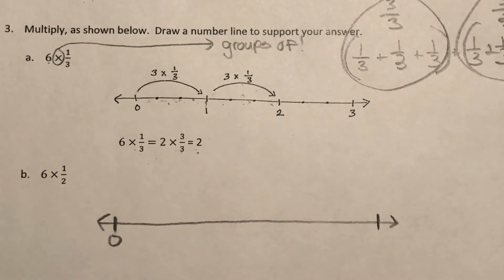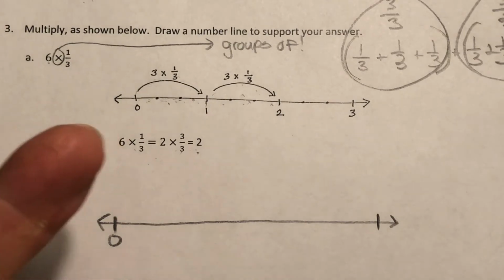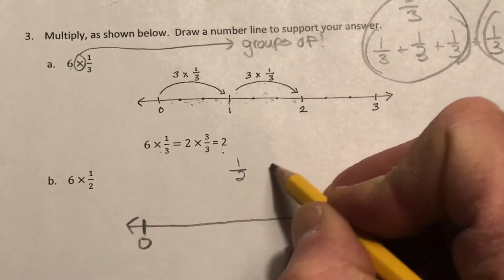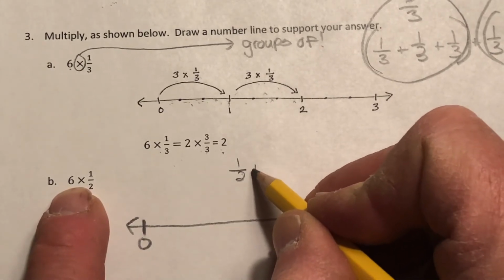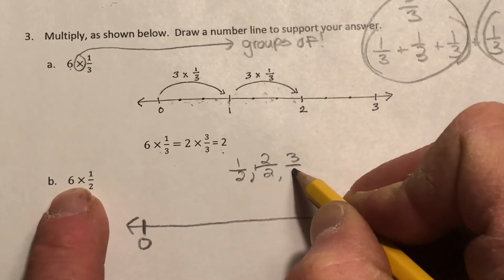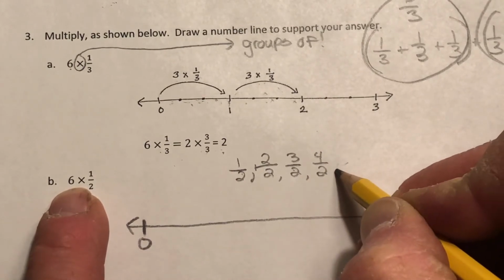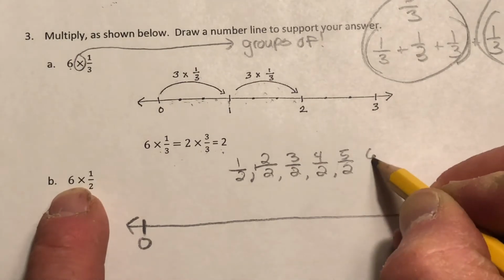Well, how many halves make a whole? All right, so 2 halves make a whole. So let's count by halves. 1 half, 2 halves. Let's do that over here, actually. Let's count out 6 halves. So 6 of these. 1 half. I'm just going to count up 2 halves, 3 halves, 4 halves, and 5 halves, and 6 halves.